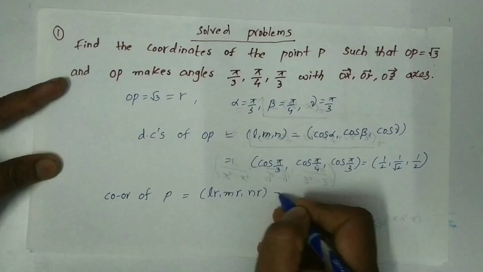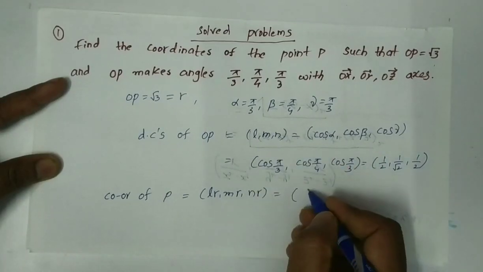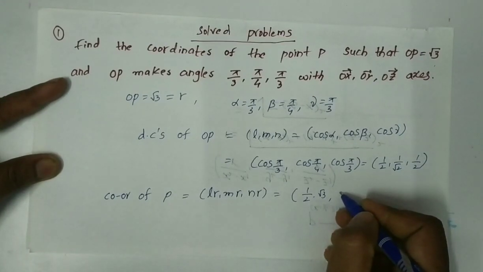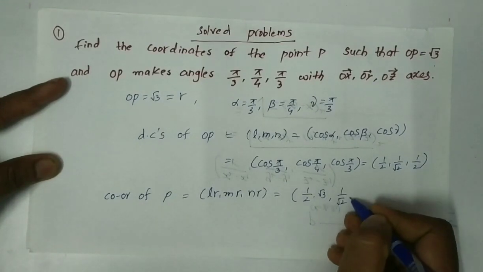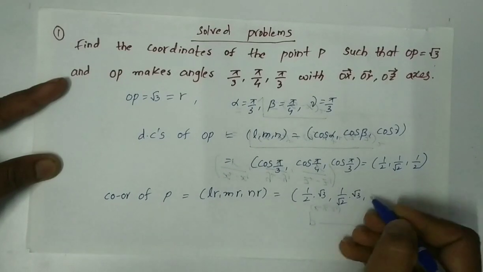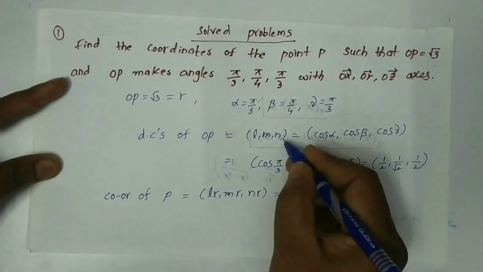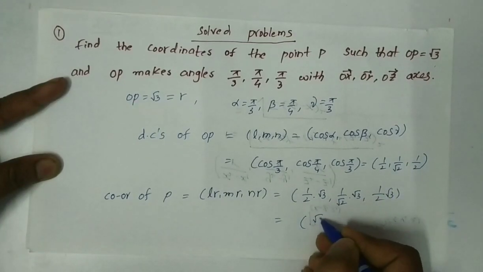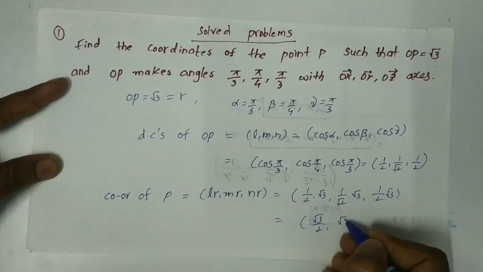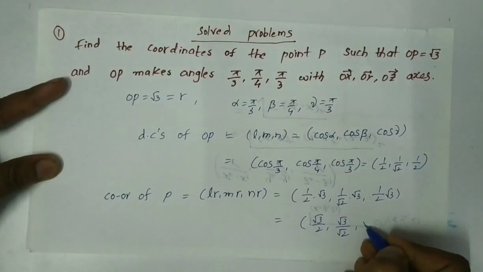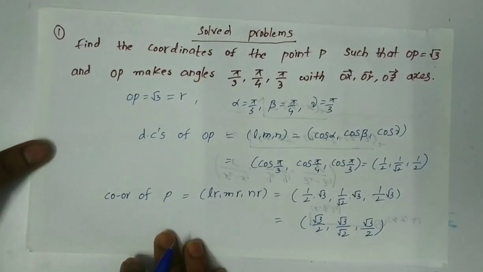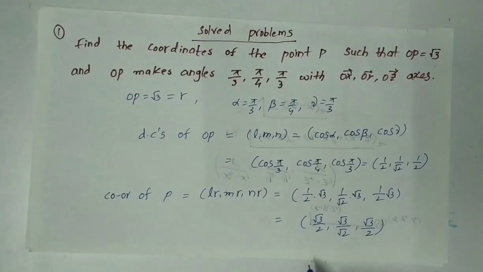So L is nothing but 1 by 2, r is nothing but root 3, m is nothing but 1 by root 2, r is nothing but root 3, n is nothing but 1 by 2, r is nothing but root 3. So which is equal to root 3 by 2, root 3 by root 2, root 3 by 2. Therefore the coordinates of the point P will be root 3 by 2, root 3 by 2, root 3 by 2.